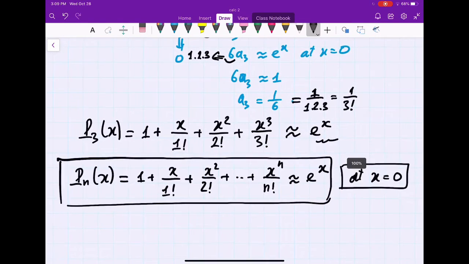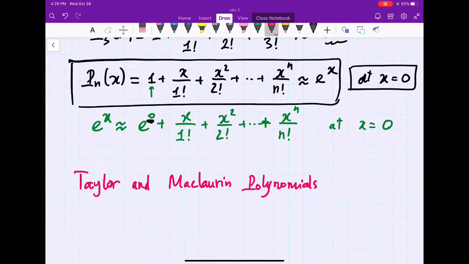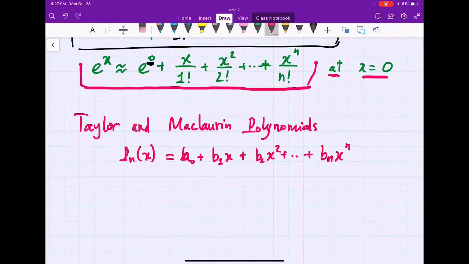So I hope that you enjoy this example. Now let's talk about the general case when we expand a function at some point. Because in this case we have an approximation for e to the x, but that is about x equal to 0. So what happens if we move from 0 to another point? That means I need to find a polynomial pn(x). Again, this is equal to, let me write, b0 plus b1 x plus b2 x squared and so on plus bn x to the n.